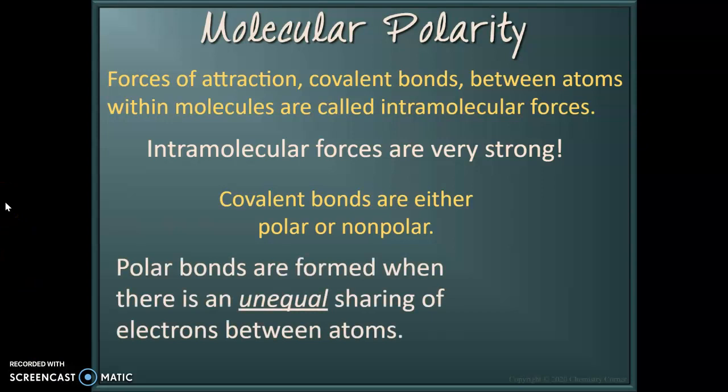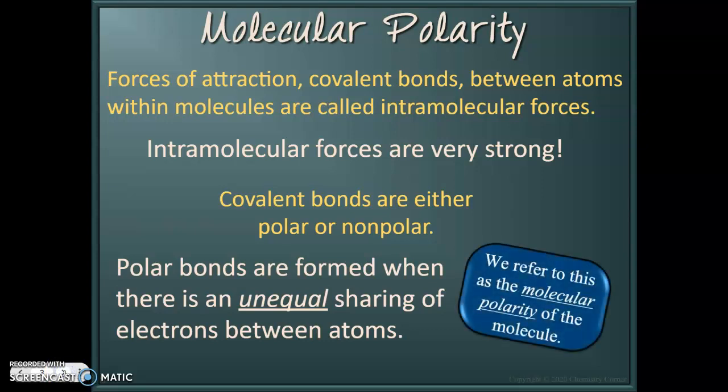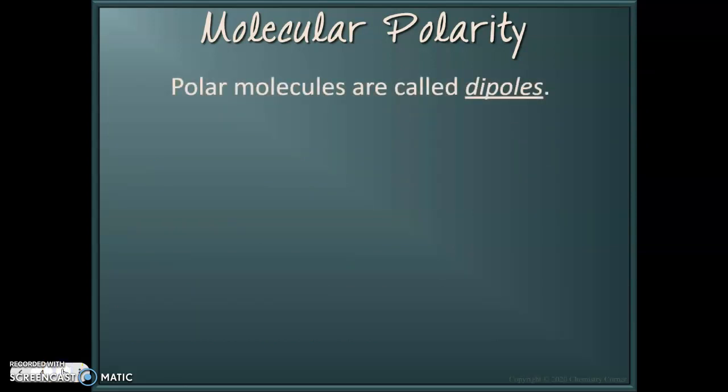Now, if a covalent bond is polar, that means that there is an unequal sharing of electrons between the atoms. Remember, just to refresh ourselves, covalent bonds are bonds that occur between two nonmetals, and that's when electrons are shared. So in a polar bond, the electrons are unequally shared, meaning that one of the elements in the compound is going to attract those electrons more than the other one. We refer to this as the molecular polarity of the molecule, and I'm going to show you today how to determine whether something is polar or not.